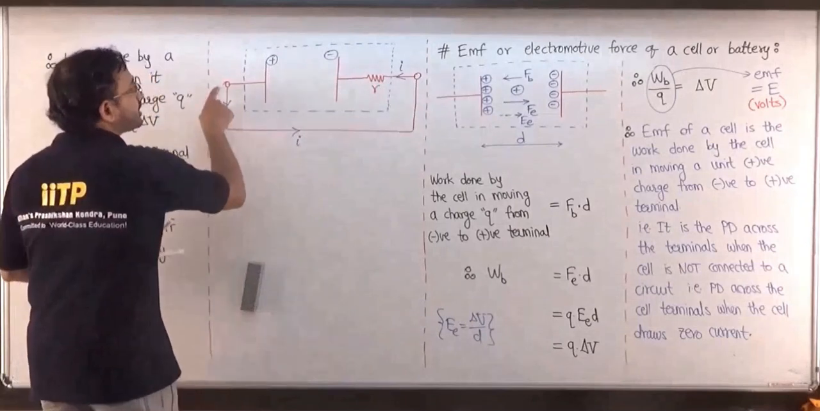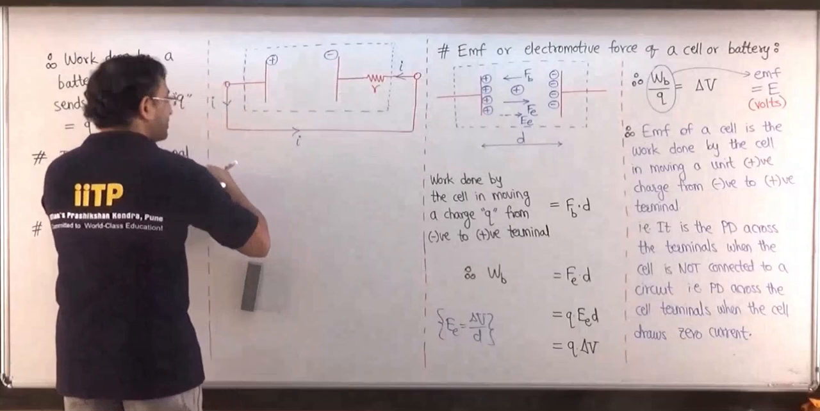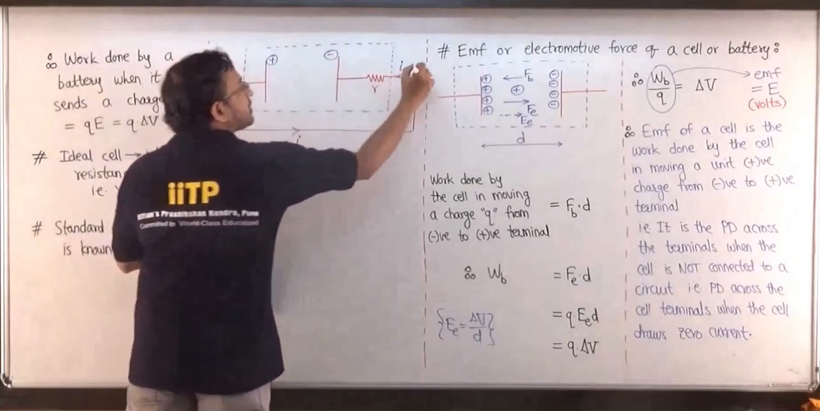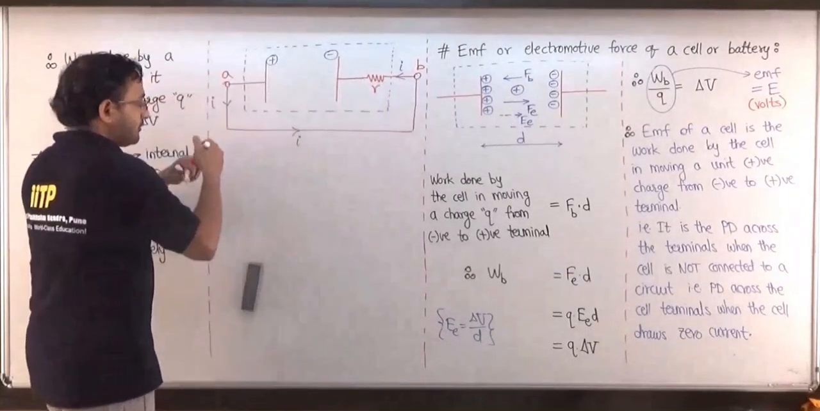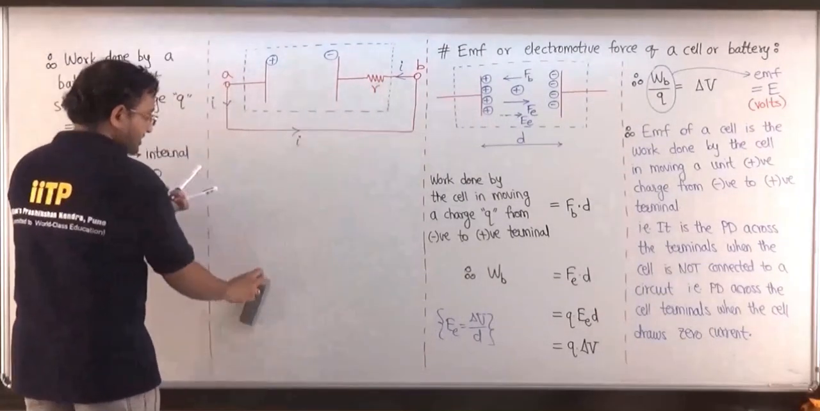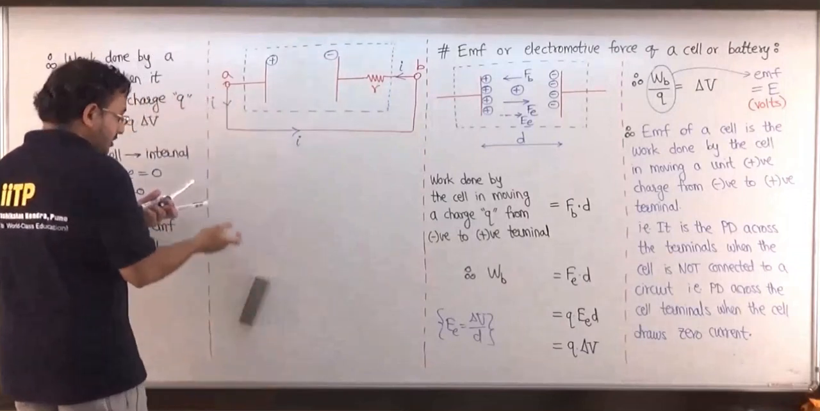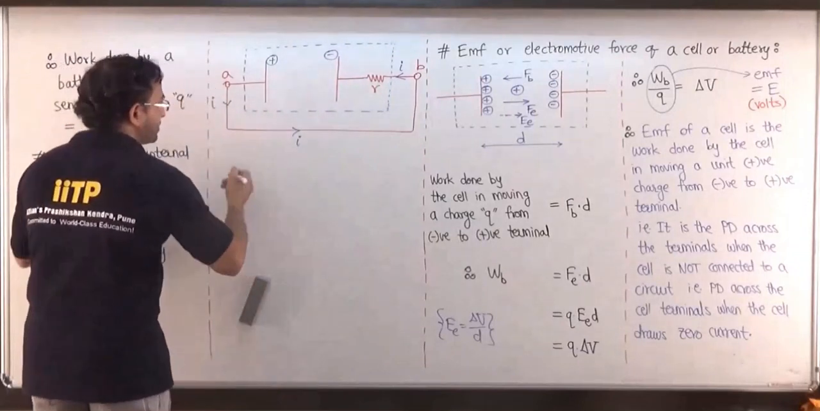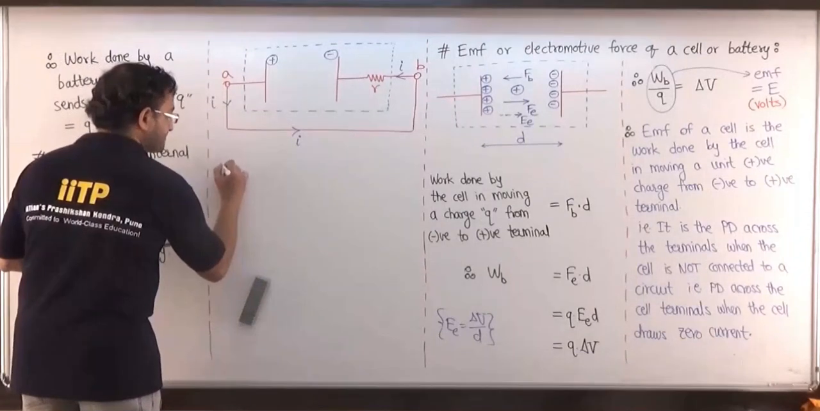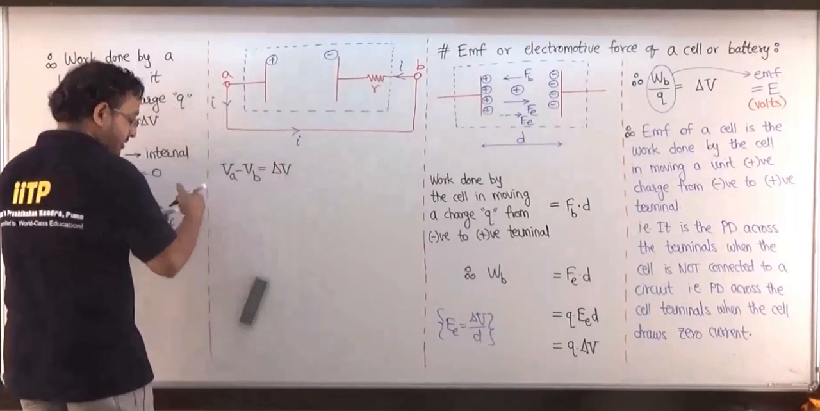Now, the terminals are these two. Don't forget, these two terminals are the cell terminals. I'll call them A and B. When I hold the cell in my hand like that, A and B are the terminals of the cell. I'm interested in finding the potential difference there. So I start by writing VA minus VB, which is also delta V.